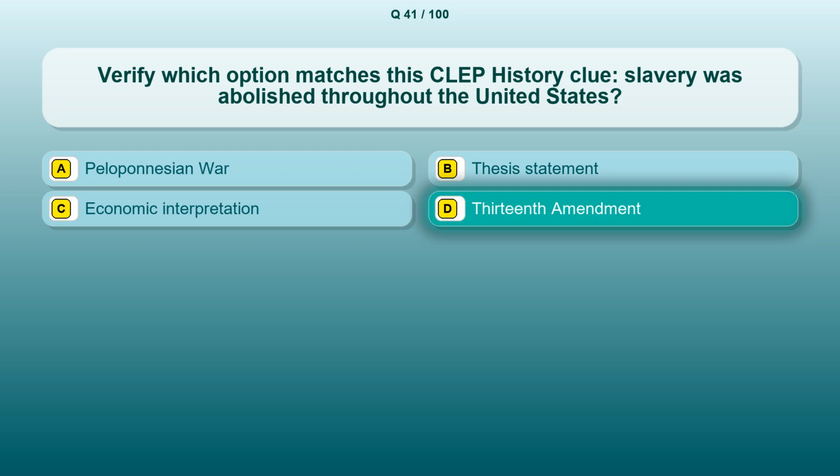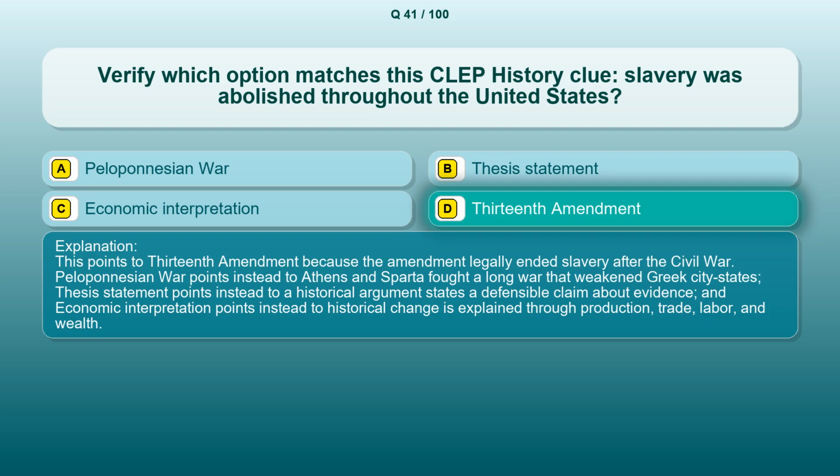The correct answer is option D, 13th Amendment. This points to 13th Amendment because the amendment legally ended slavery after the Civil War. Peloponnesian War points instead to Athens and Sparta fighting a long war that weakened Greek city-states. Thesis statement points instead to a historical argument stating a defensible claim about evidence, and economic interpretation points instead to historical change being explained through production, trade, labor, and wealth.